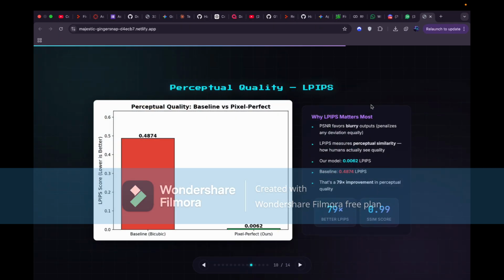We want to highlight why LPIPS is the most important metric for this task. PSNR actually favors blurry images because it penalizes any pixel deviation equally. LPIPS, on the other hand, uses a learned perceptual model to measure how similar two images look to human eyes. The gap is dramatic. Our baseline bicubic has an LPIPS of 0.4874. Our pixel perfect model achieves 0.0062. That's a 79 times improvement in perceptual quality. Essentially, our model's output is perceptually indistinguishable from the ground truth.